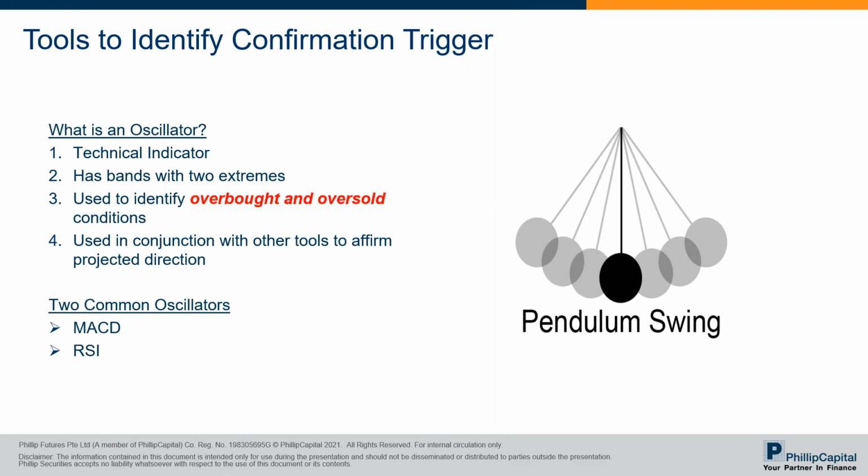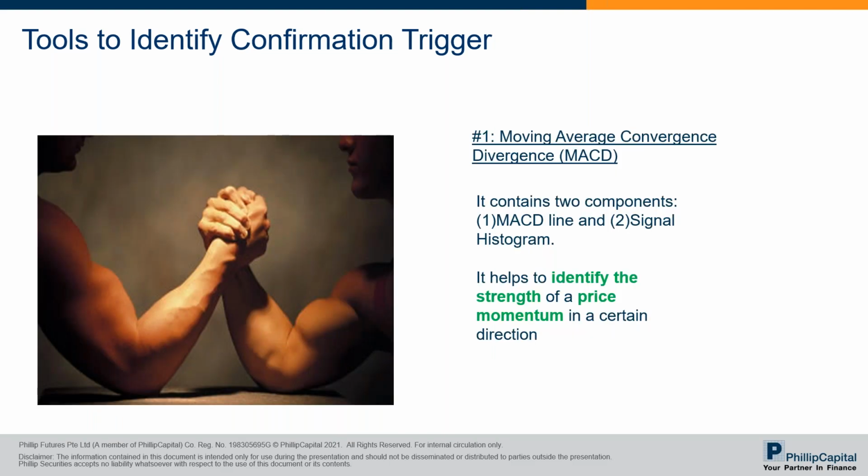So what are the two most common oscillators that I am aware of personally? MACD and RSI. Right, so I'll go deeper into how you use them and how you can interpret signals. MACD, short for moving average convergence divergence, is a mouthful, right? This indicator has two main components: the MACD line and the signal histogram, at least for MetaTrader 5, our platform. When you think about it, the best representation is really like an arm wrestling match. It helps you identify the strength of the current market and the price momentum in a certain direction.